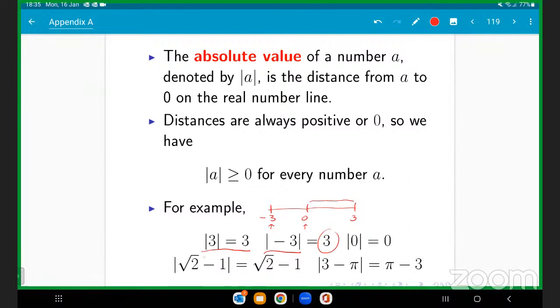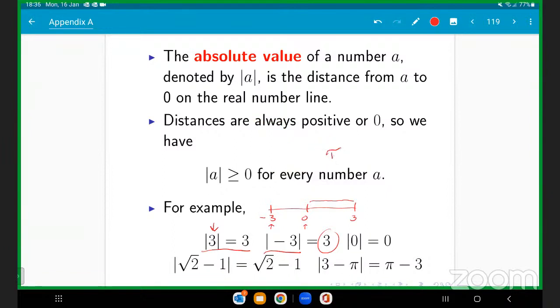Here we have √2 minus 1. Its absolute value is just itself. Why is that? Well, √2 is strictly bigger than 1, and so √2 minus 1 is positive. And like we saw with 3, if the number inside the absolute value is positive, then taking the absolute value does not change its sign.